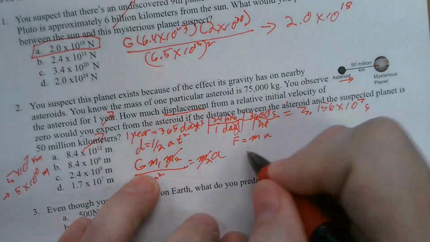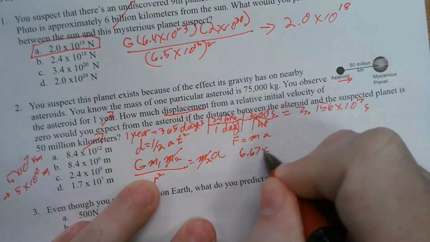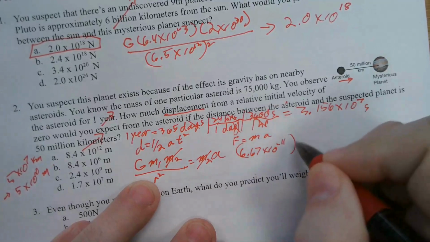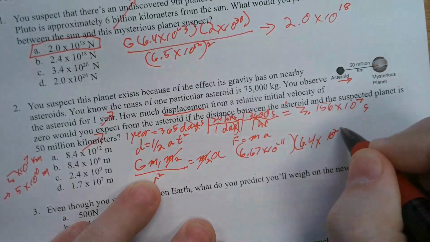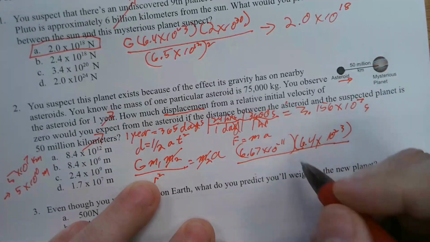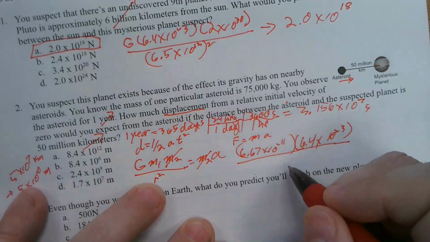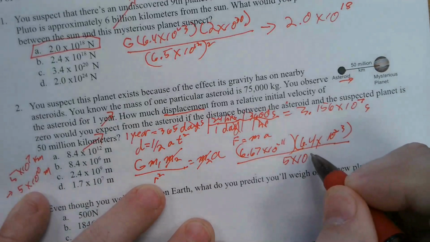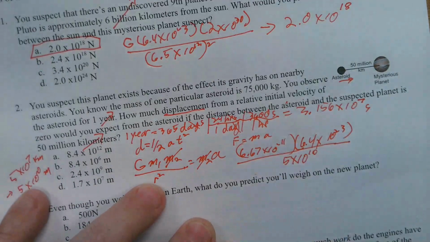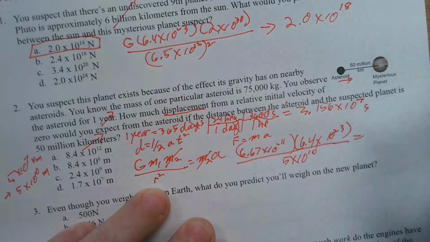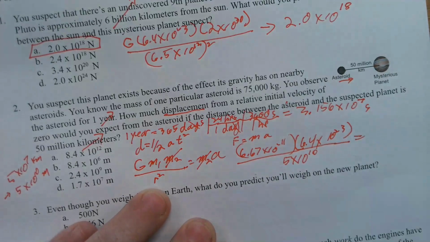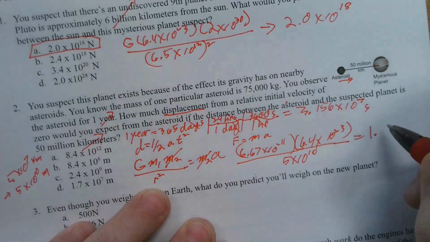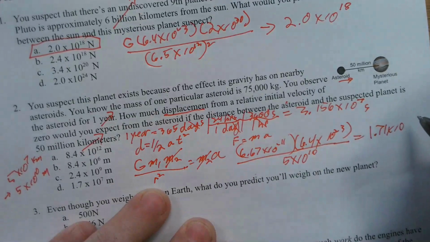Let's go ahead and put our numbers into our calculator. This is going to be 6.67 times 10 to the negative 11 times the mass of the planet, which is 6.4 times 10 to the 23rd. And divide that by the distance between them, which we said was 5 times 10 to the 10th. We could find the acceleration of the planet towards the asteroid too, but this number would be just astronomically small. But that would just be fun. So let's go ahead and put this into our calculator, and we will get 1.71 times 10 to the negative 8.